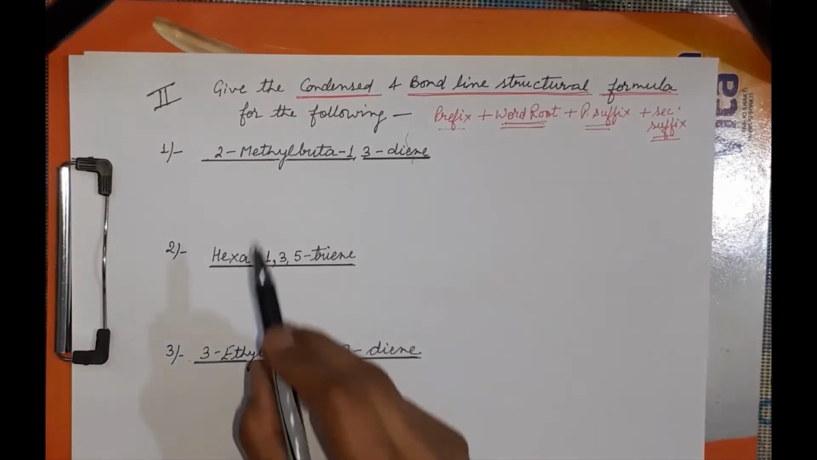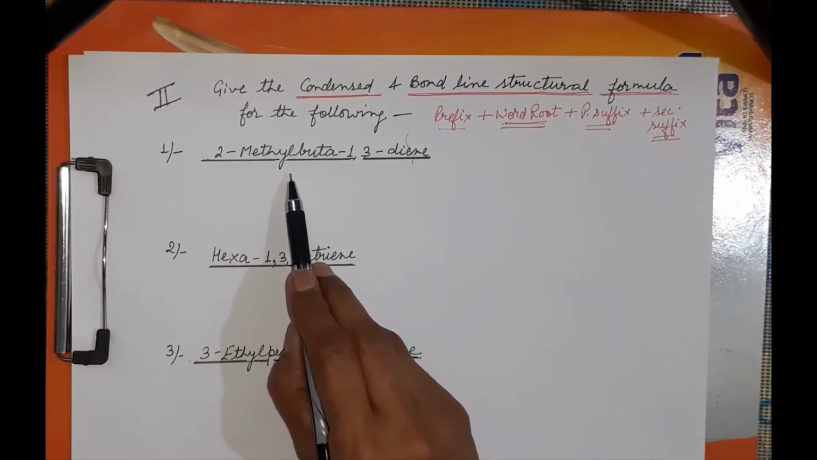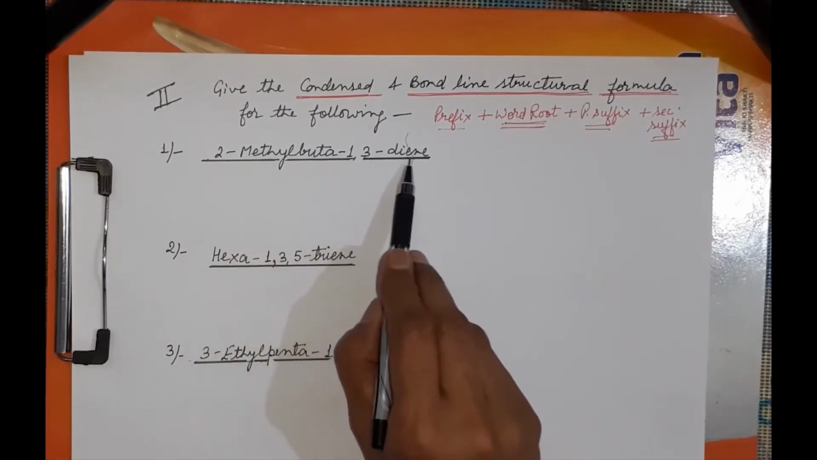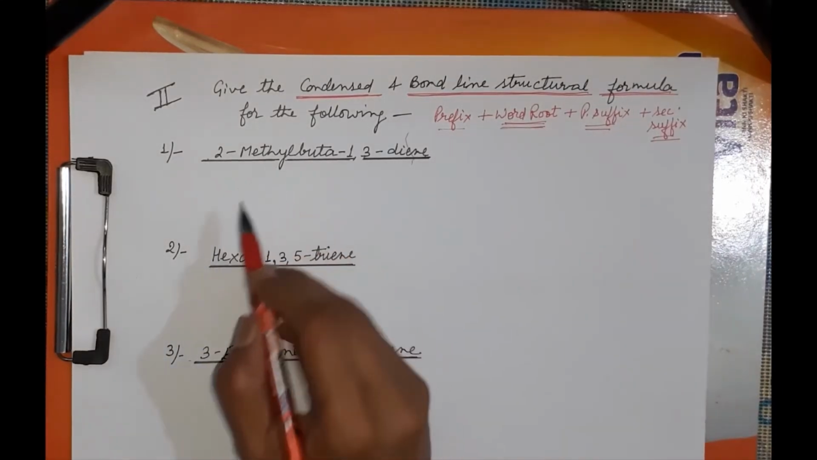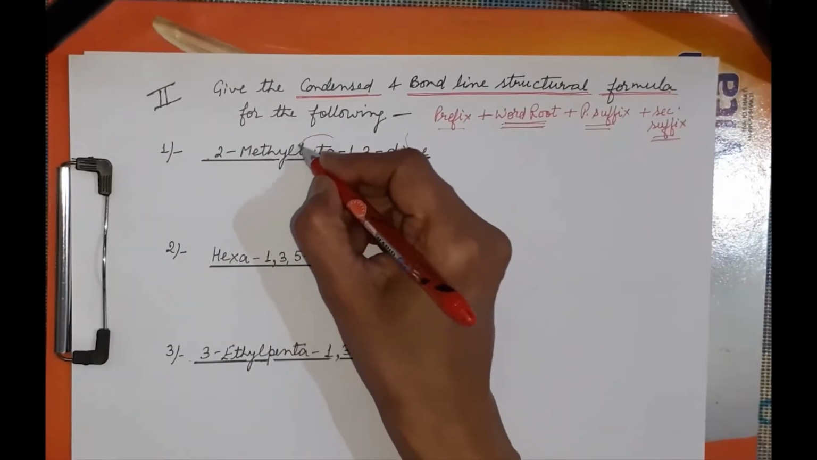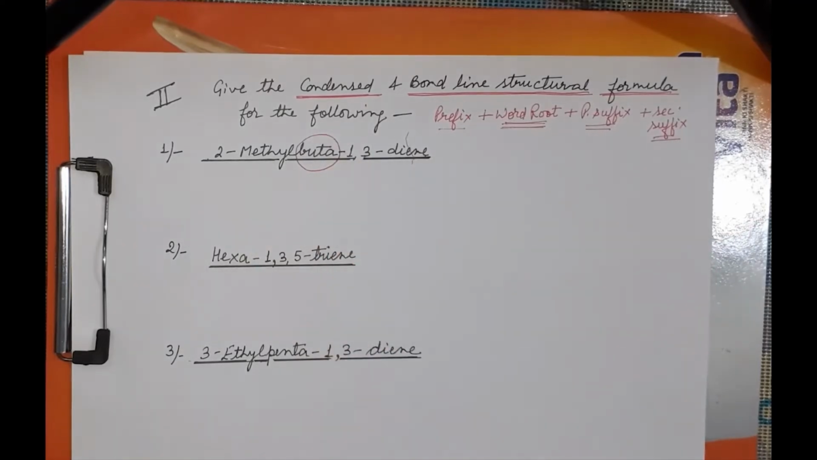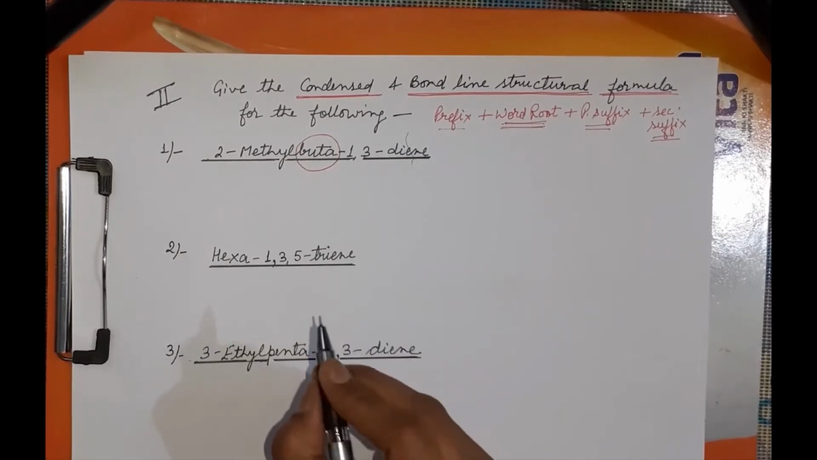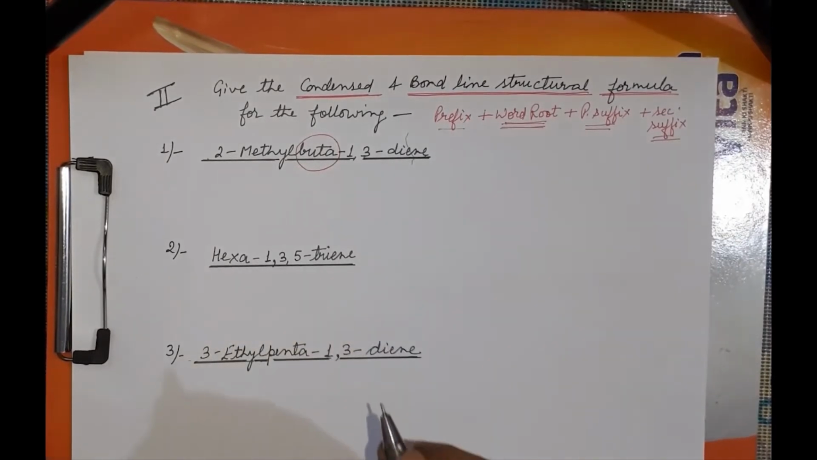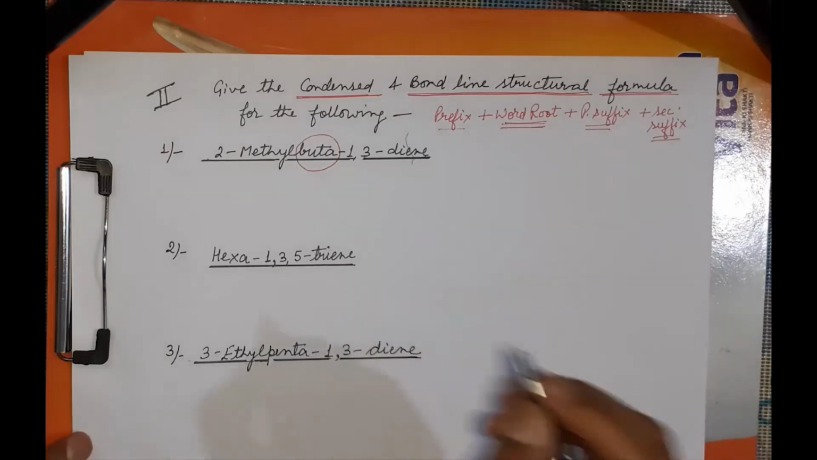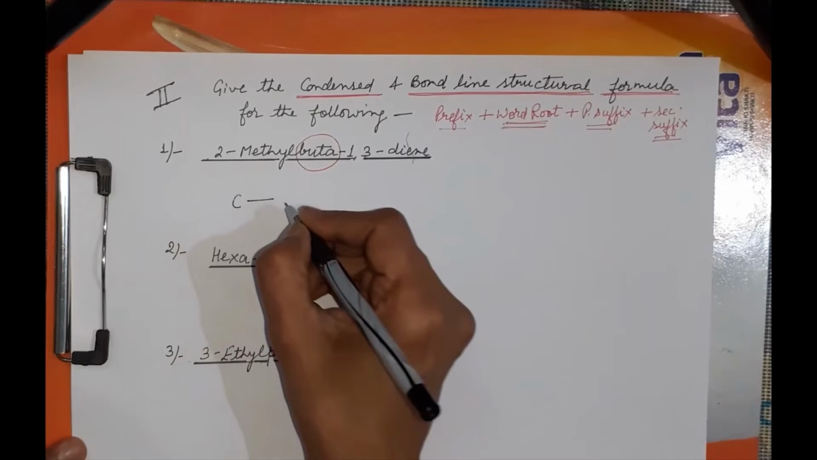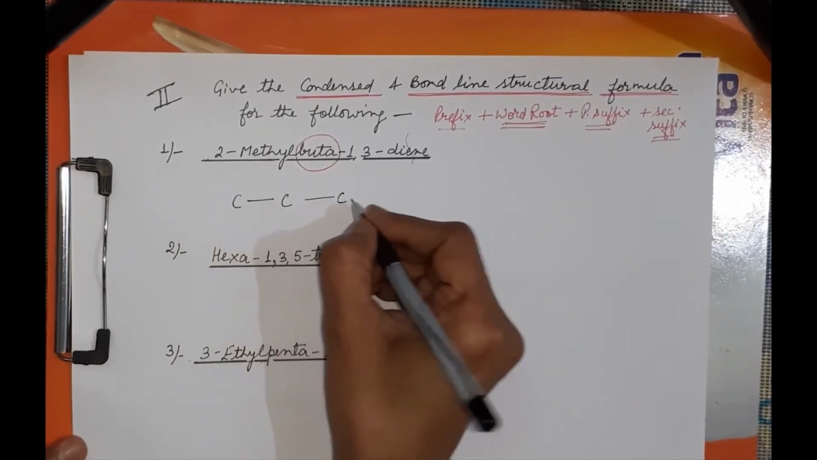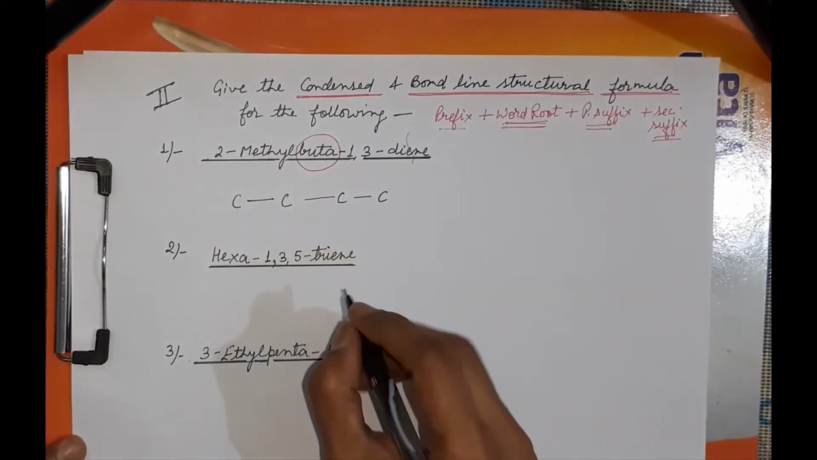This IUPAC name is given: 2-methylbuta-1,3-diene. So this 2-methyl is the prefix, and what is the word root here? This buta is the word root here. Buta word root means that this compound is having 4 carbon atoms in the parent chain. So first let me write like this, a 4 carbon atom chain. It is like this. Okay.